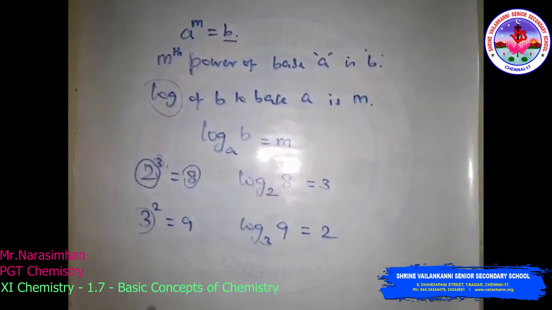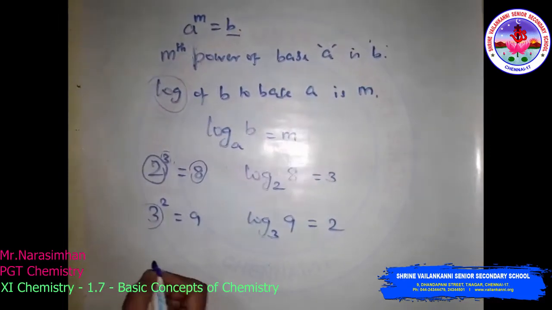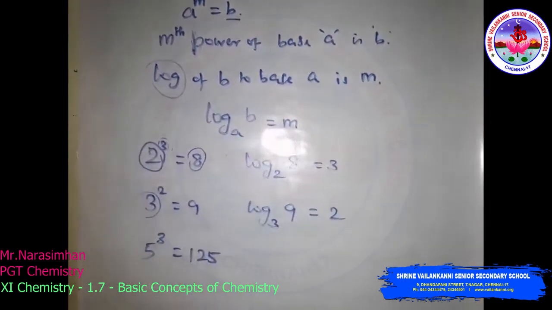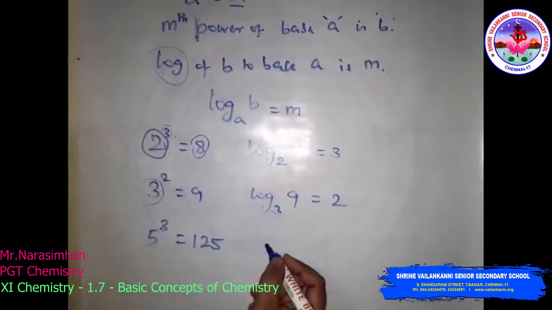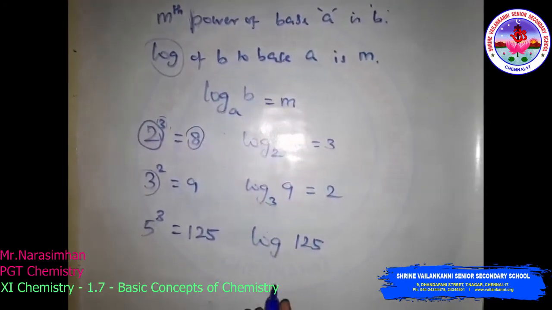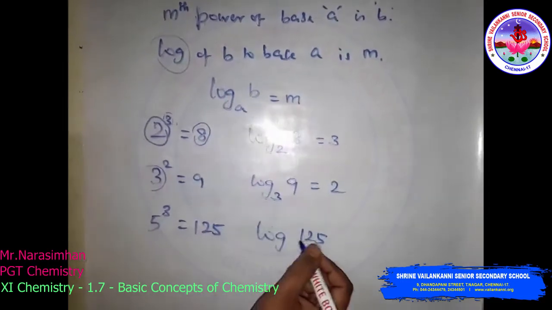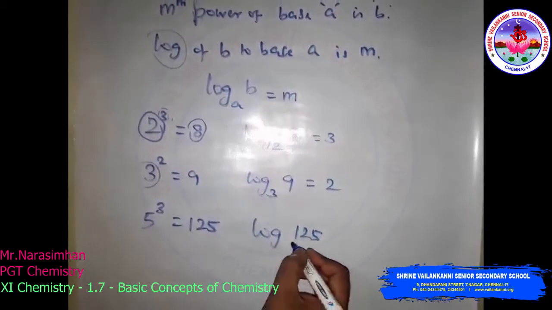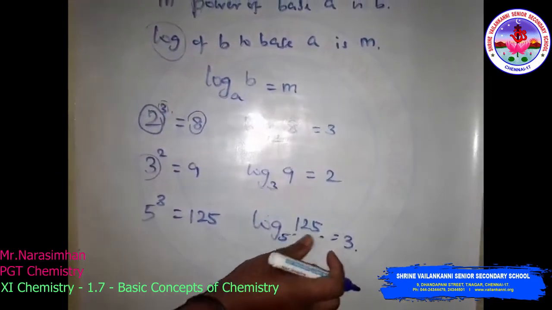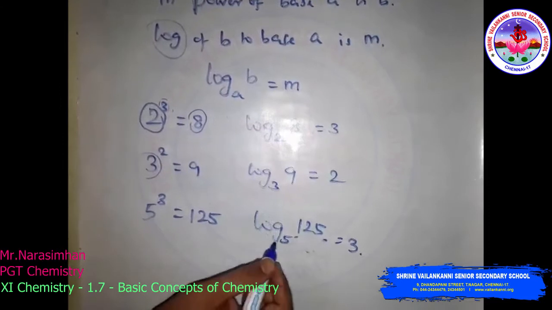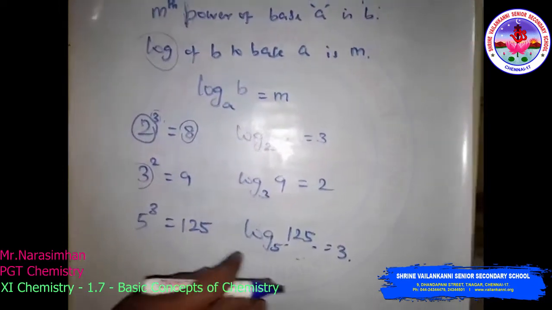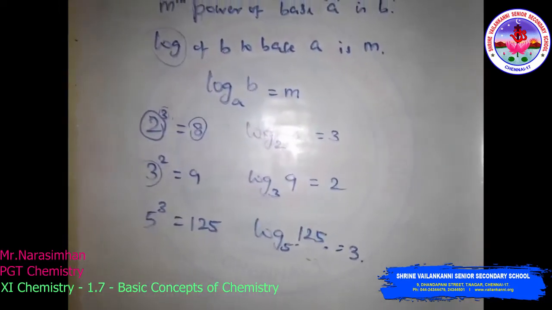The similar way, 5 power 3 is equal to 125. Again, with the same method, log of 125 to the base 5 is equal to 3. Okay, you have to write it like this: log of 125 to the base 5 is equal to 3. So this is the method of writing the log term.